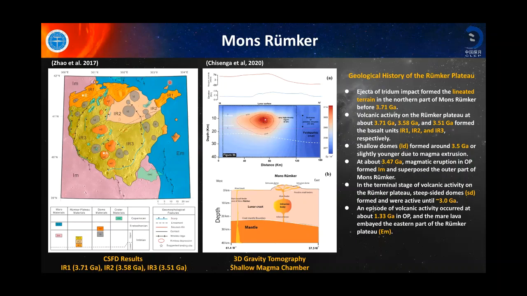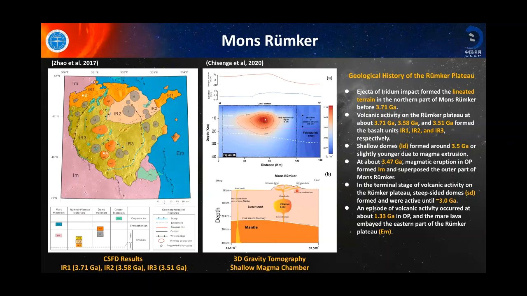There is also some detailed geophysical work on Mons Rümker, and the work by Chang'e et al. found that there are some high density anomalies under Mons Rümker, and they interpret that there is a large extrusion body or magma chamber under Mons Rümker, and this magma chamber may feed the Mare eruption, the basaltic eruptions in Mons Rümker, and produce different domes.